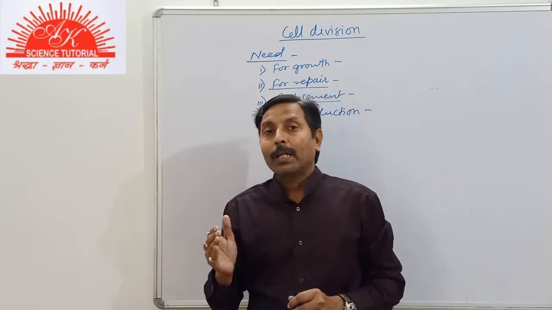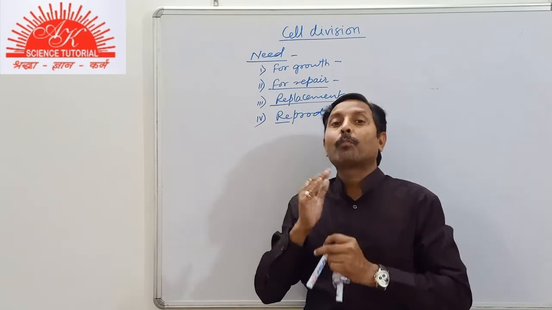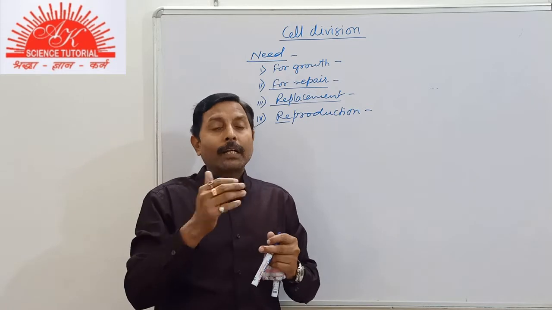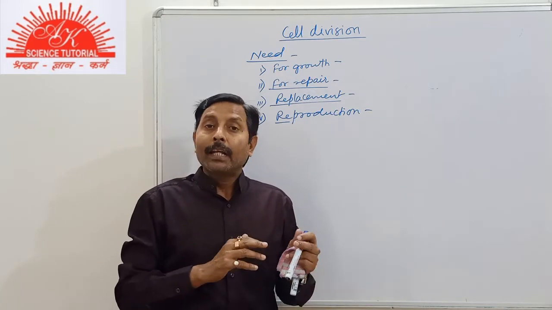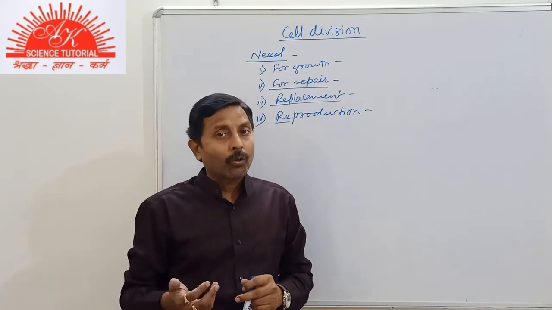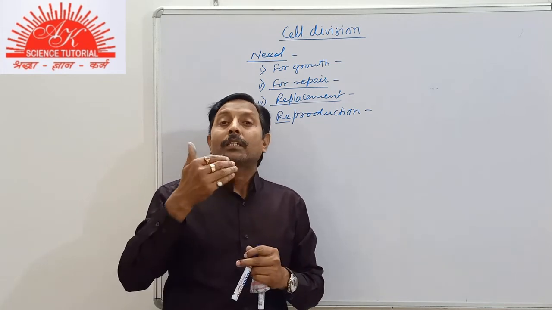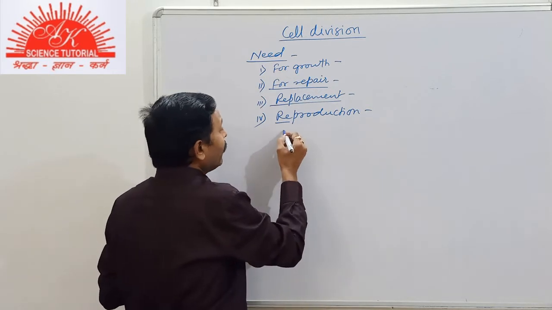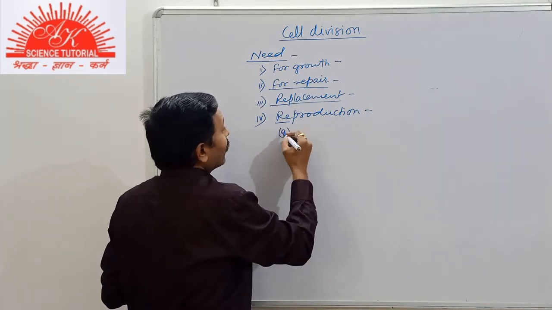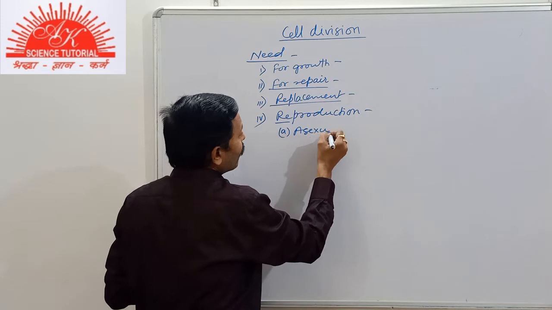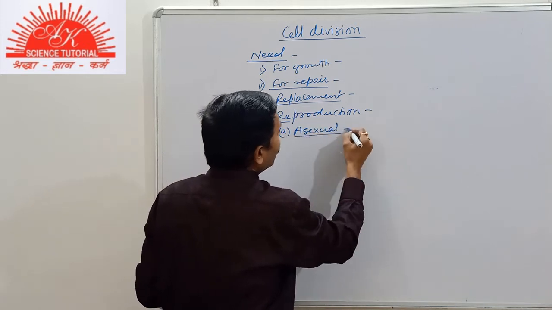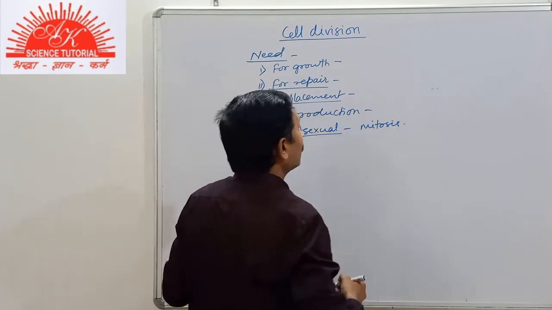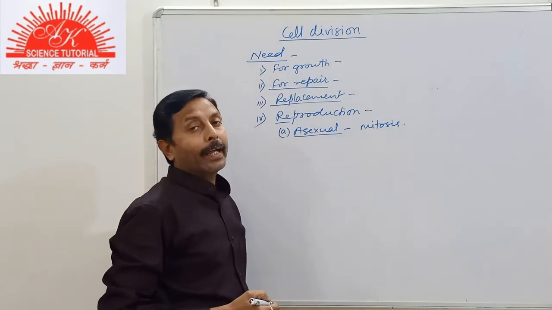Like in plants, you have studied about vegetative propagation. In vegetative propagation, like cutting, grafting, layering, budding, tissue culture and so on, cell division is required. So, in reproduction, if there is asexual reproduction, then mitosis cell division, which we will study later on in detail, helps in it.